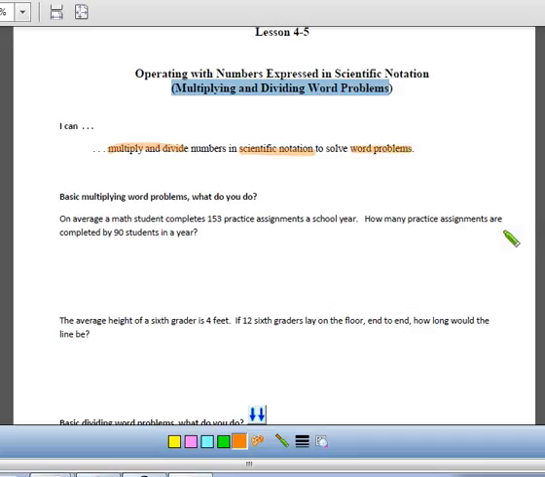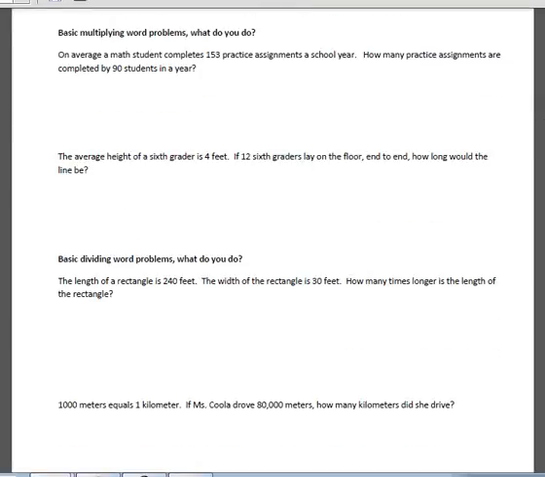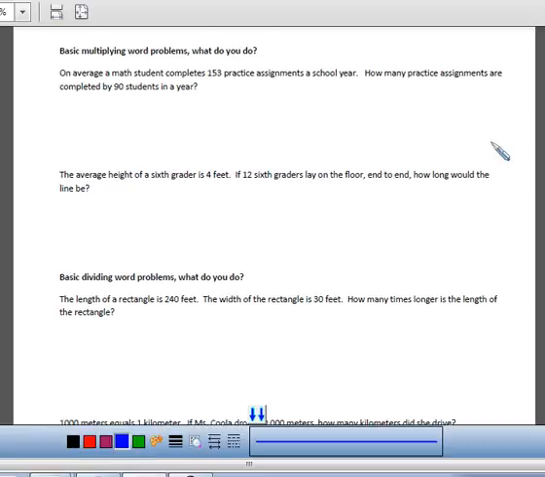Alright? Now, before we actually do this with scientific notation type problems, we're going to do some multiplying word problems and some division word problems to get a little bit of practice and to remember what to do. So, page 20, we have some examples that we're going to do together that do not have scientific notation. Alright, so the first one.